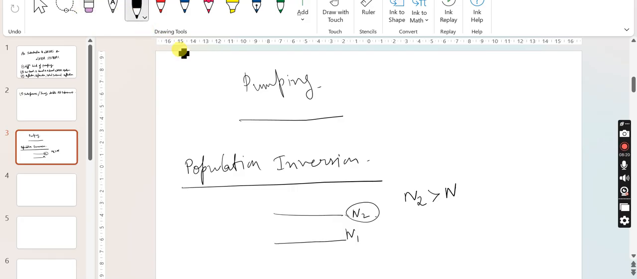which is a counterintuitive state. We know that without any stimulation, everything would be in the ground state. That is why it is called inversion. After the population inversion, the lasing action will start. But to do the population inversion, we need pumping. Pumping means to pump the atoms from the lower state to the higher excited state or upper lasing state. This process is called pumping.